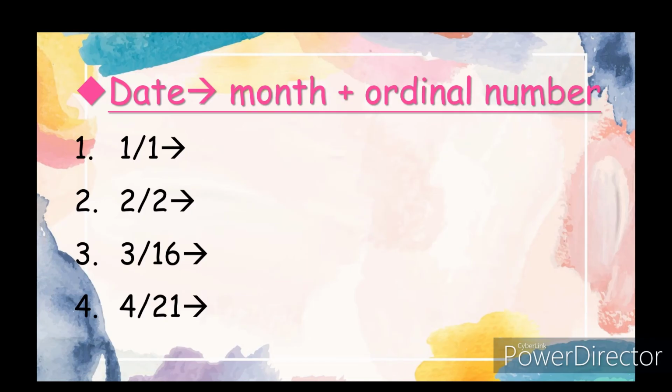So we know the months and ordinal numbers, and when we put them together, we'll know how to say the date. Number one, let's see. We'll say the month first, January, and then the number first. Put it together, January 1st.